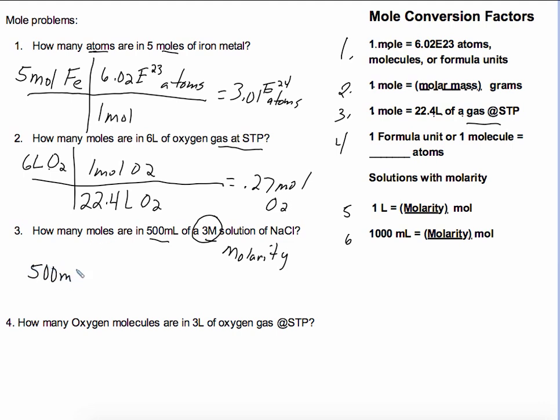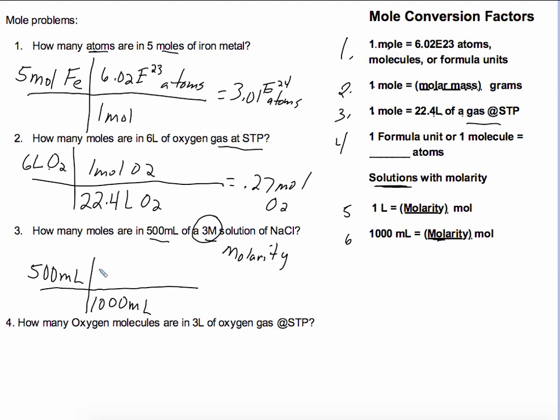Whenever we get a problem like this, you're always going to write down how much you start with, 500 milliliters. So whenever you have a solution and you're trying to find moles or grams or something, always write down how much solution you have. That's where you're going to start. Now, whenever you see a molarity, that tells you you have a solution. Now, we have to pick which one of these we need. We have milliliters here, so we got to pick the one with milliliters here. That's 1,000 milliliters goes down there.